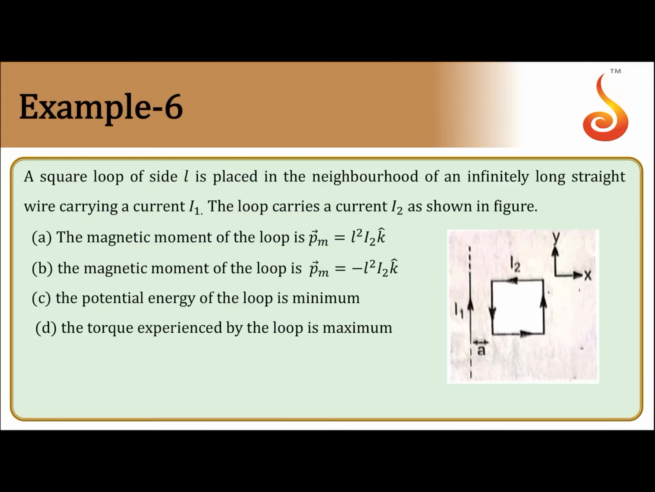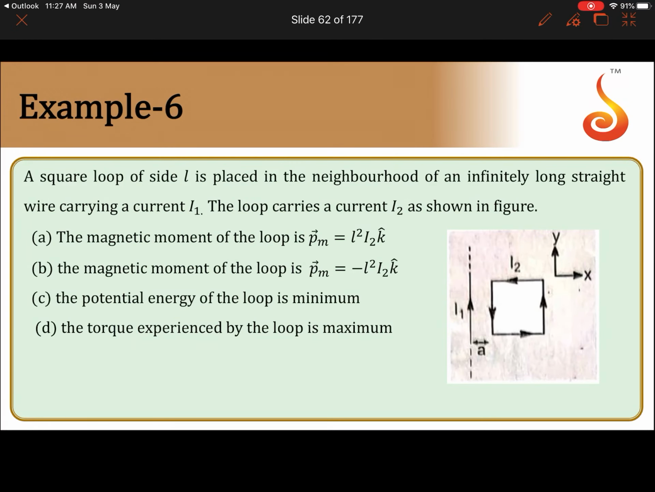Now come to example number 6. So this is a square loop of side L placed in the neighborhood of an infinitely long straight wire carrying a current I1. The loop carries a current I2 as shown in the figure. The first option is the magnetic moment of the loop is this. Second is again magnetic moment. Third is potential energy of the loop is minimum, torque experienced is maximum.